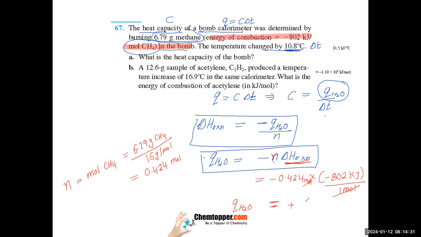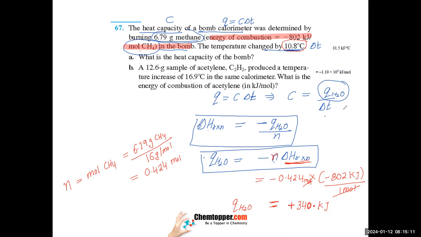How much are you getting? How many sig figs should I take, children? Three. So I'll stop here. Kilojoules. Put a decimal, then only this zero is counted. If there is a decimal, only then it is counted. If there is no decimal, then it is not counted. So this is Q of the water. Plus means water is gaining. You can see there's a rise in temperature. Delta T is this. Now, can you calculate heat capacity?